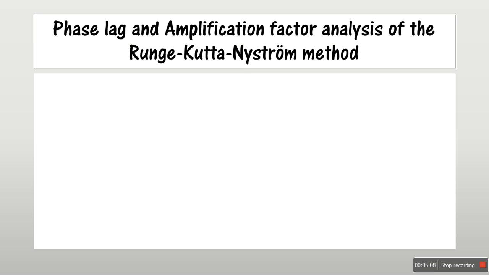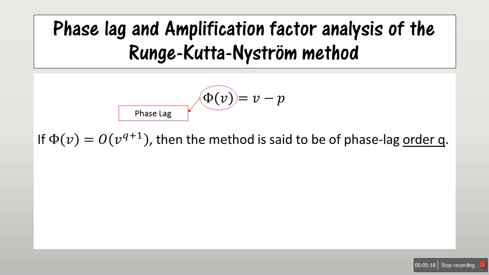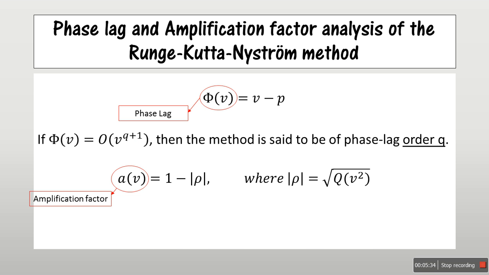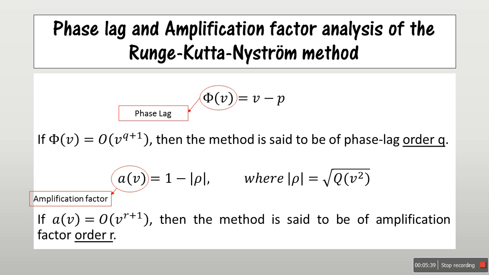So now we'll be talking about the phase lag and amplification factor analysis of the Runge Kutta method. This is the phase lag, which is the difference of v and t. If the phase lag is the truncation error, then the method is said to be of phase lag order q. As can be seen, this is the truncation error with the order q. Similarly, the amplification factor is the difference of 1 minus the modulus of rho. If this is a truncation error, then the method is said to be of amplification factor order r.